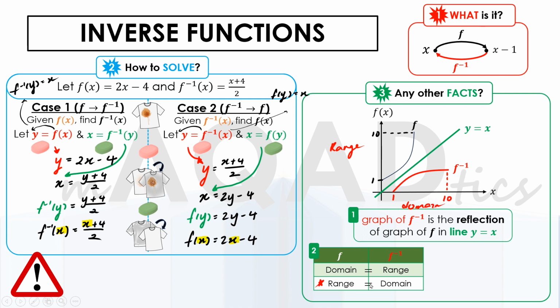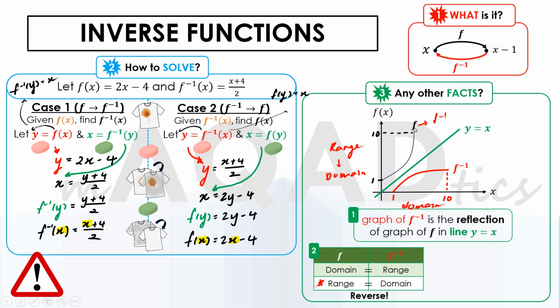Okay, so for this table, you don't have to memorize, just know that everything will be in reverse. So let's say that if you want to find the range of f, you just reverse everything. The range you change to domain, the f you change to f inverse. So you know you need to find the domain of f inverse to find the range of f.